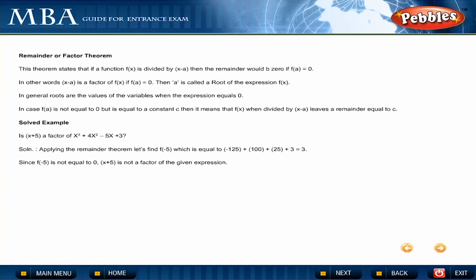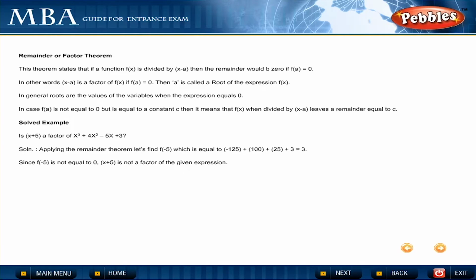Remainder or factor theorem. This theorem states that if a function f(x) is divided by x minus a, then the remainder would be 0 if f(a) is equal to 0. In other words, x minus a is a factor of f(x) if f(a) is equal to 0. Then a is called a root of the expression f(x). In general, roots are the values of the variables when the expression equals 0.